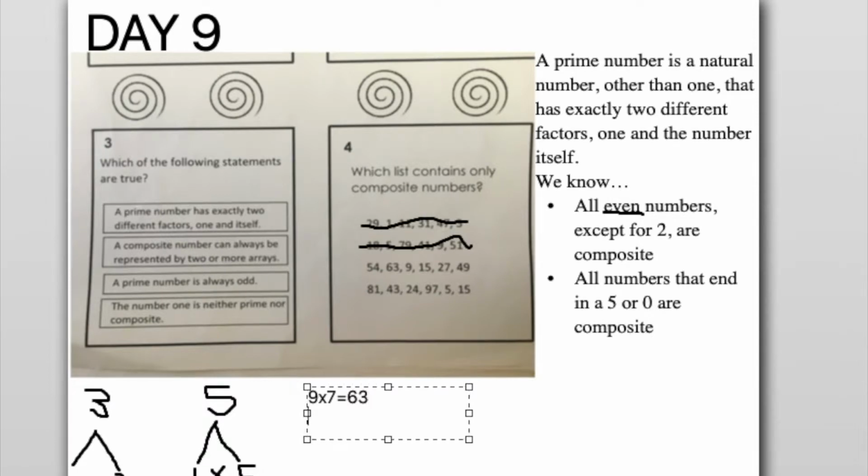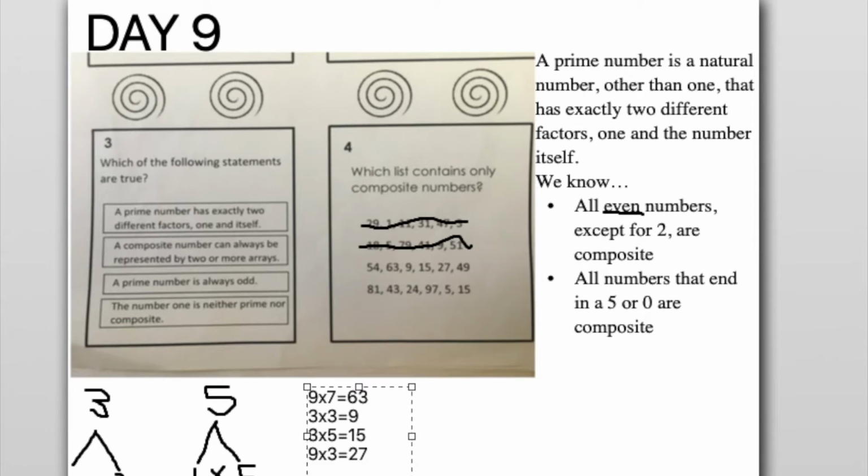And then we go on to the number 9. We know that 3 times 3 equals 9, which means it has more than 2 factors, so it's composite. Let's keep going. We've got 15. 3 times 5 equals 15. If we were to skip count our 3's, we would hit 15, which means 15 has more than 2 factors and is composite. We've got 27 next. Let's see. What if I skip counted by 9's? I would end up 9 times 3 equals 27. Again, it has more than 2 factors, so it is composite.